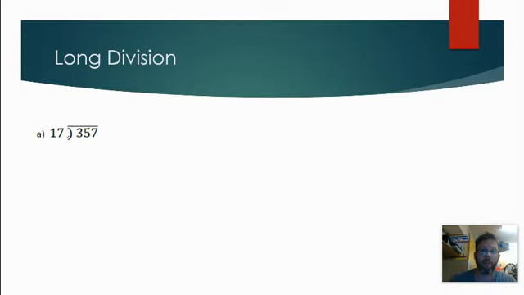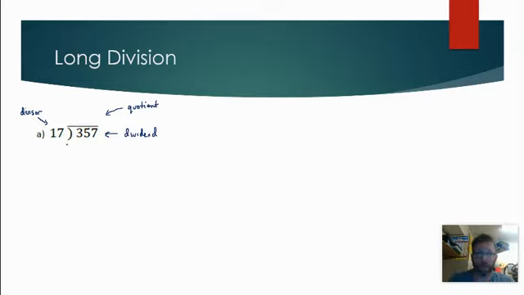So how many times does 17 go into 357? Well, first of all, maybe we'll talk about some notation. In a division, what we're dividing by is called the divisor. So in this question, 17 is the divisor. What is underneath the division sign is the dividend. And when we get our answer, that's what we call the quotient.